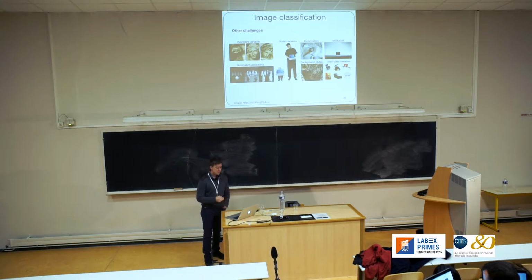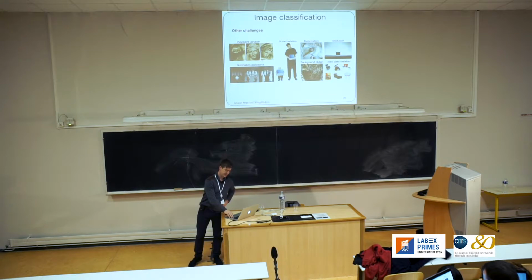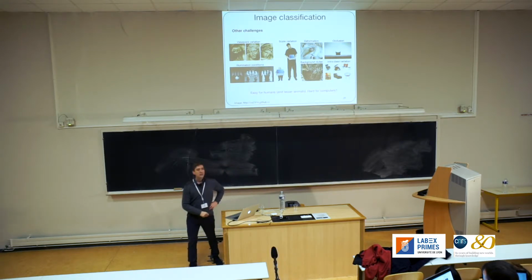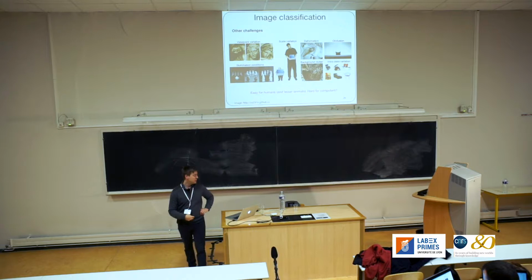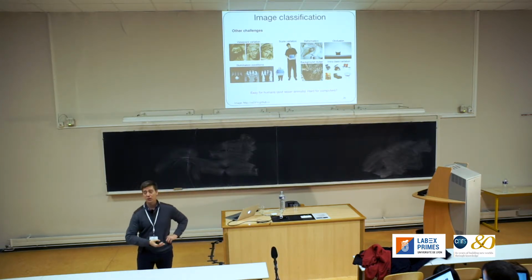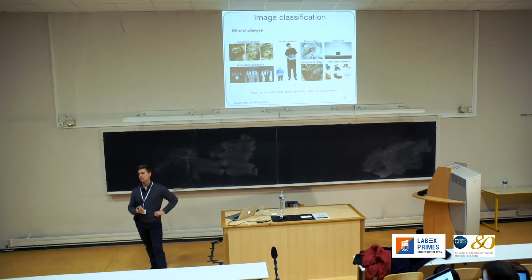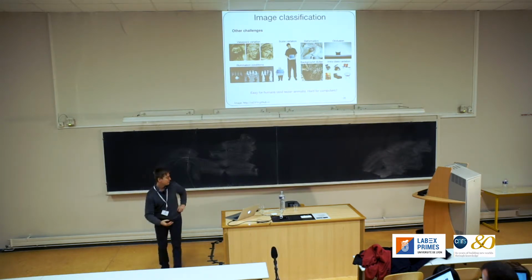But there are many other challenges, basically variations due to viewpoint, illumination, the scale of objects. The objects can be deformed, they could be occluded by other objects, etc. So in summary, image classification is very easy for humans. We do it every day, otherwise we would not be able to live. But it seems to be hard for computers. Or is it? Is it really hard for computers?